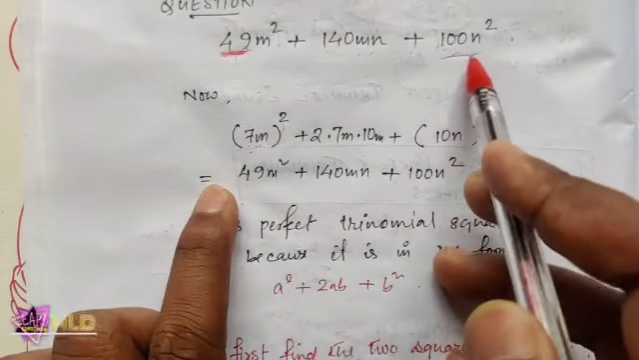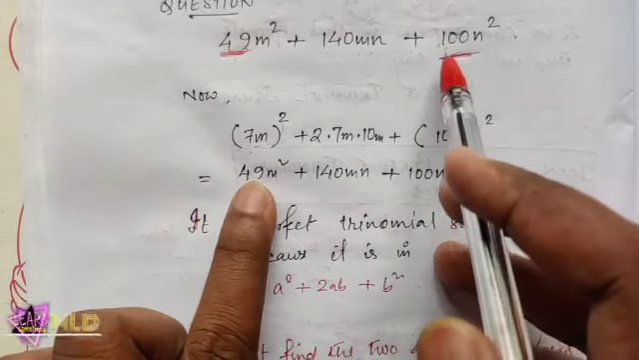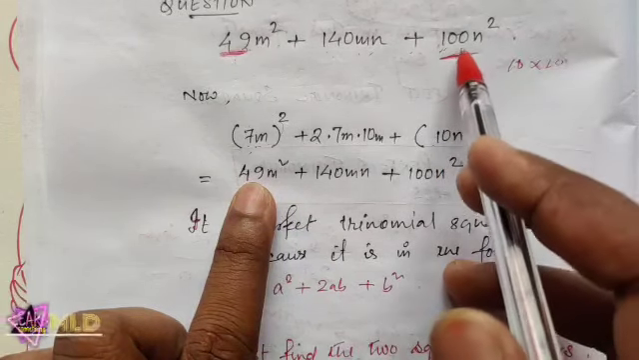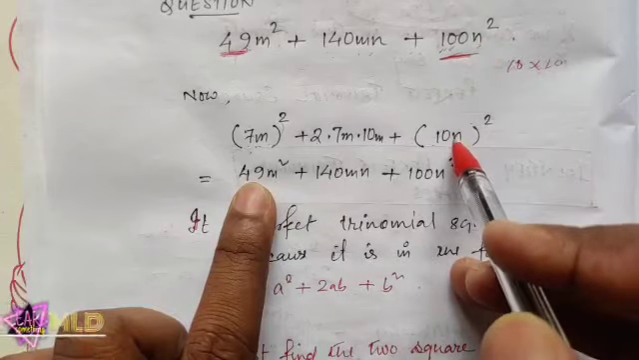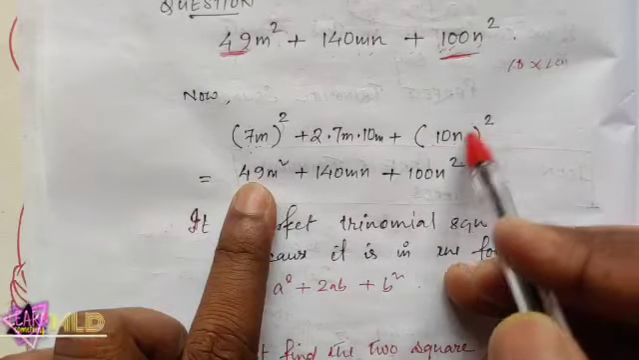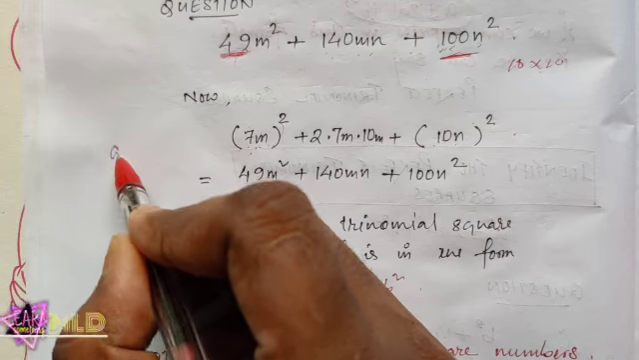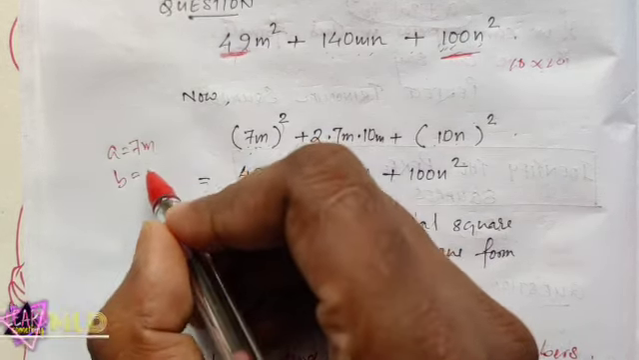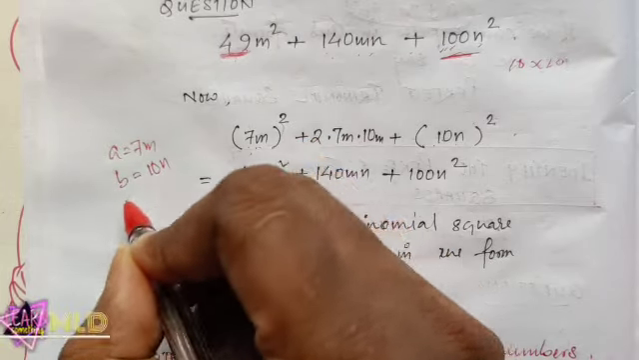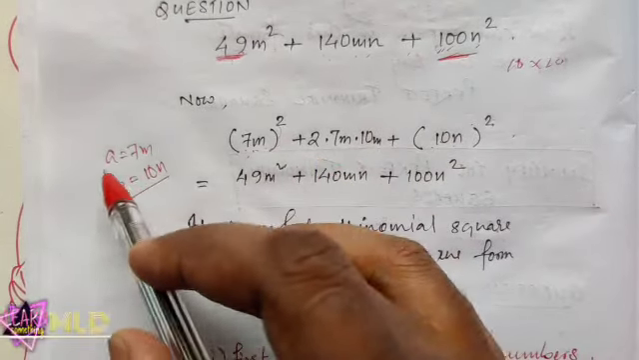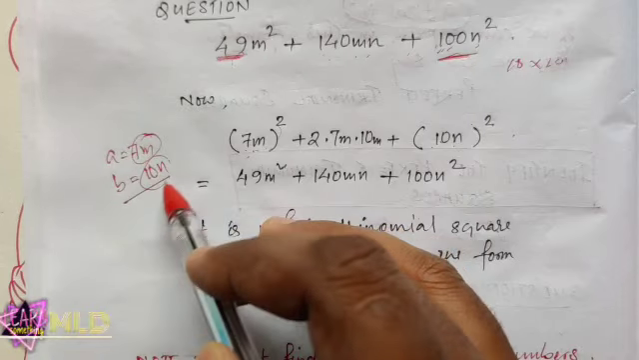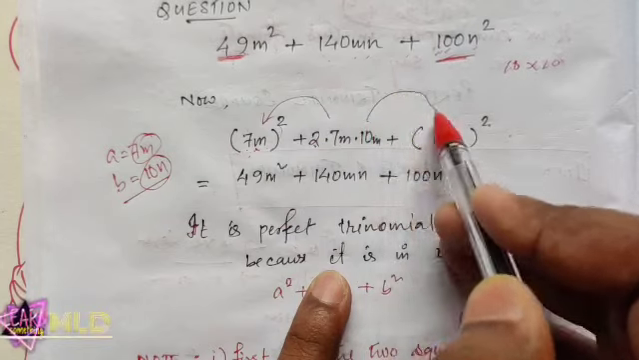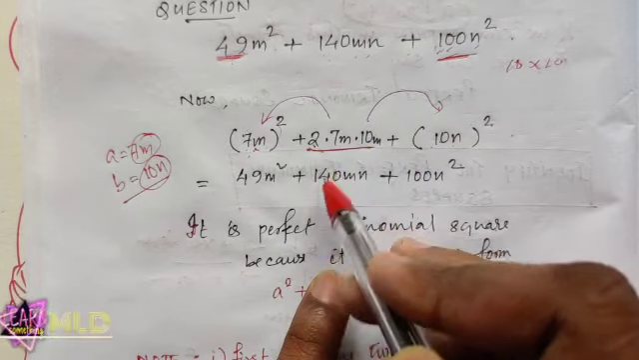Now let us check the second term. The middle term will come later. 100, you know 10 into 10 gives 100, that means 10 square gives 100, and n square gives n square. So 10n whole square. Now we have the first term as 7m and the second term, which we define in our expression as b, is 10n. Now the middle one you have to get by multiplying 2 into the first term and the second term. So 2 into first term into second term, if you multiply you will get 140mn.